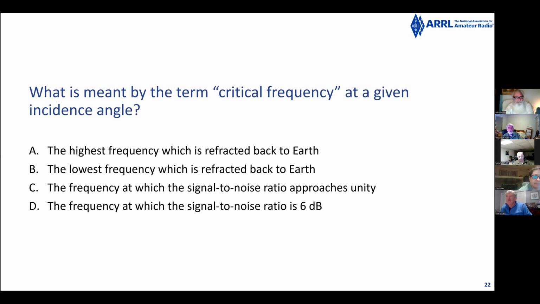So what's meant by the critical frequency at a given incidence angle? That's the highest frequency which is refracted back to Earth, the lowest frequency refracted back to Earth, the frequency at which signal to noise ratio approaches unity, or the frequency at which signal to noise ratio is 6 dB. The highest frequency which is refracted back to Earth. That's right.